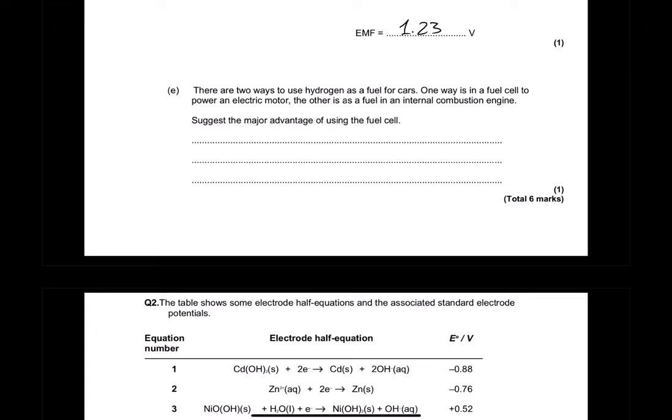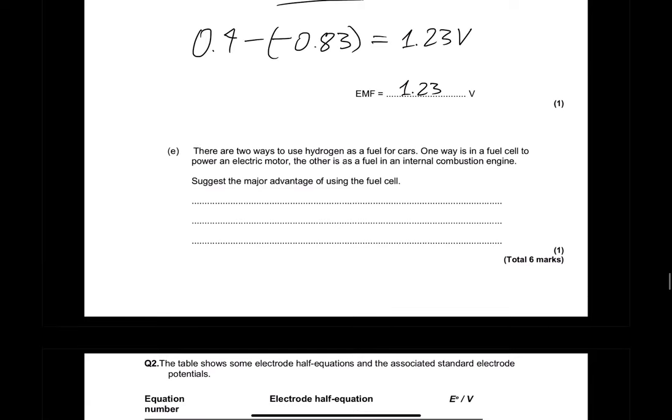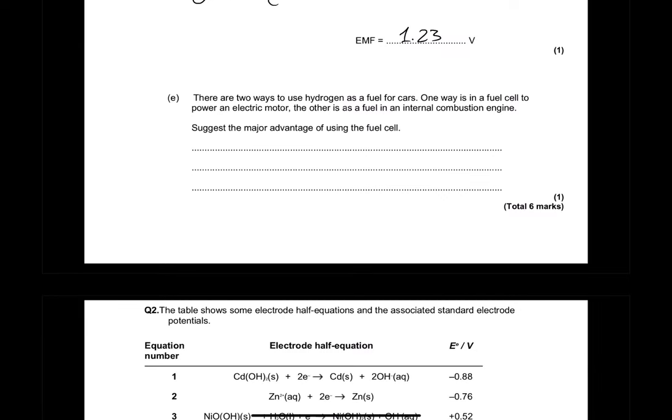Anyway, there are 2 ways to use hydrogen as a fuel for cars. One way is in fuel cells to power an electrical motor. The other is in internal combustion engines. State a major advantage of using the fuel cell, because fuel cells are more energy efficient.